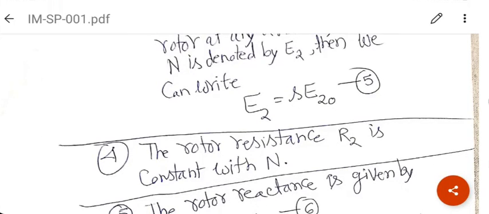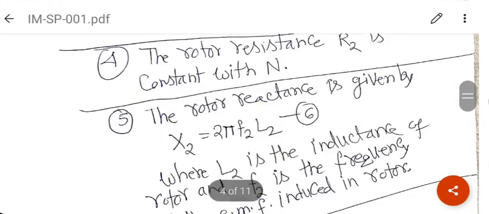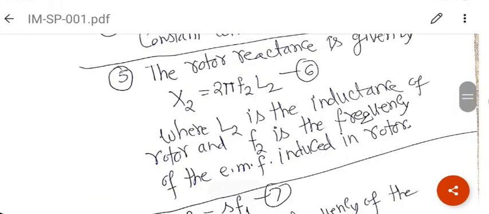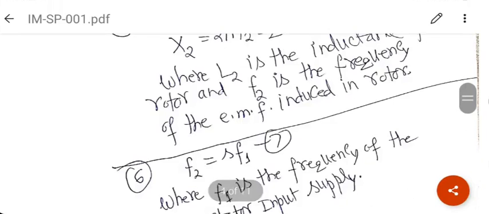Rotor resistance, of course, doesn't change with speed, and L2, the inductance of the rotor winding, doesn't change with speed either. But the reactance is 2 pi F2 L2. And F2, unfortunately, depends on slip and F1. F2 is S times F1.